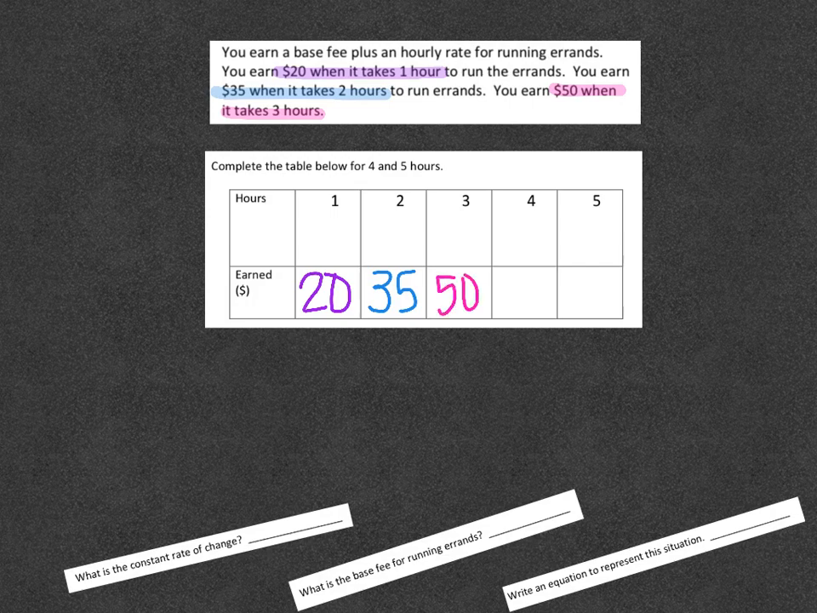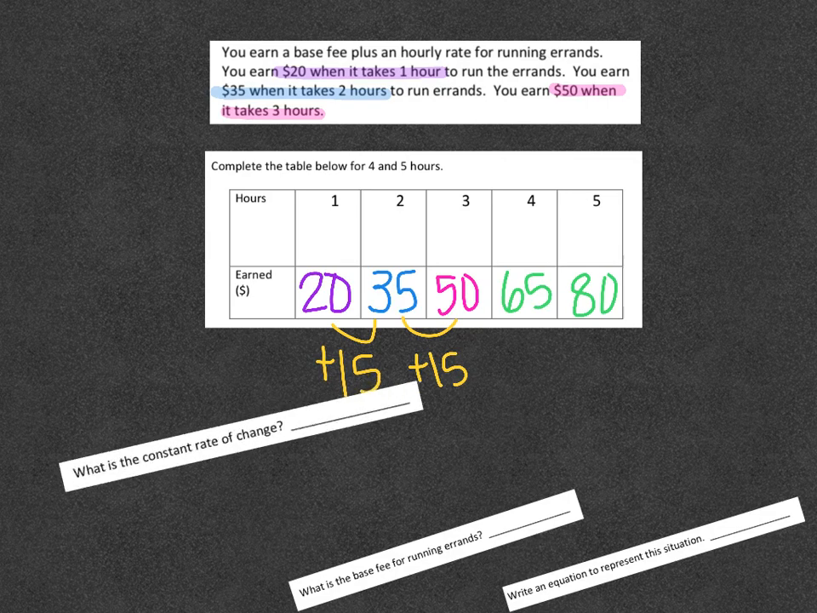So if I'm wanting to figure out how much is 4 and how much is 5, I can look and see what I'm counting by. If you go from 20 to 35, that is 15. 35 to 50 is plus 15. So my pattern shows I should be adding $15 every time. And to keep doing that, let's see. 50 plus 15 should be 65. And then 65 plus 15 more is 80. Okay, so there's our table filled out.